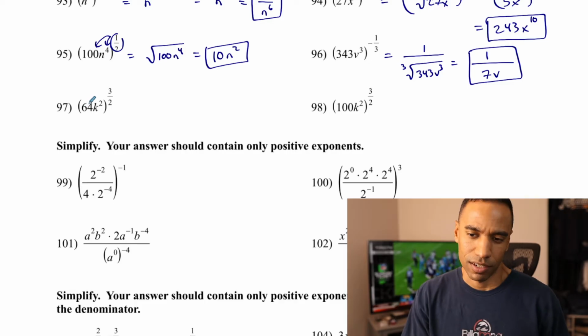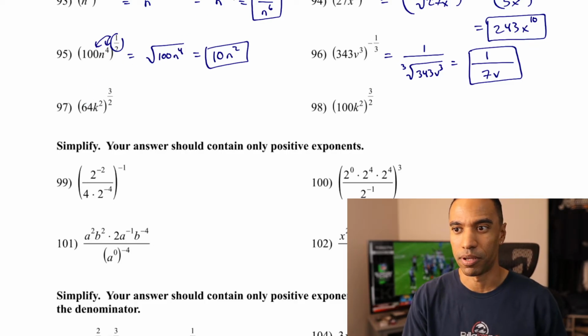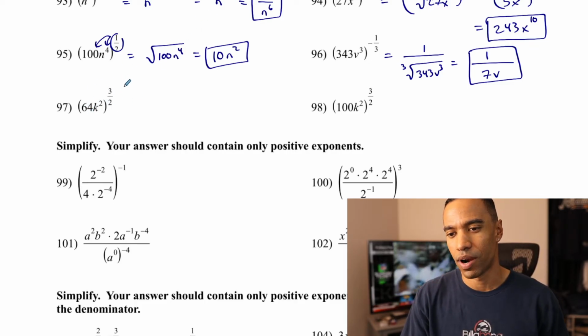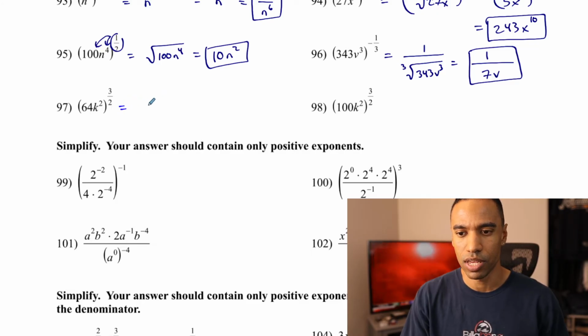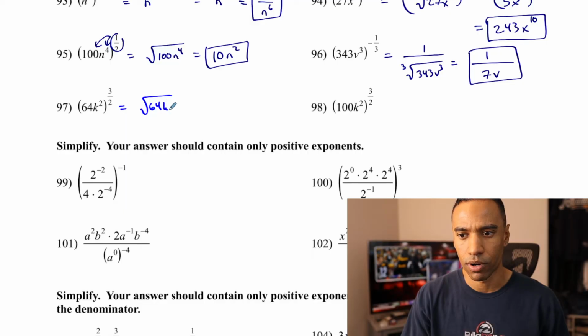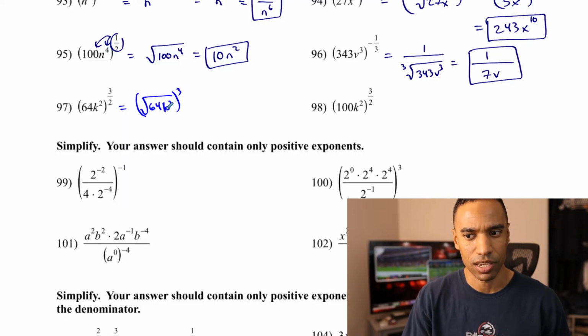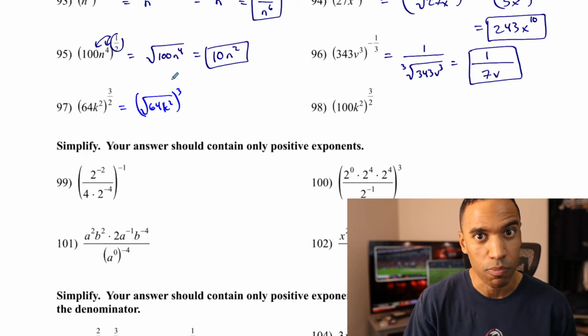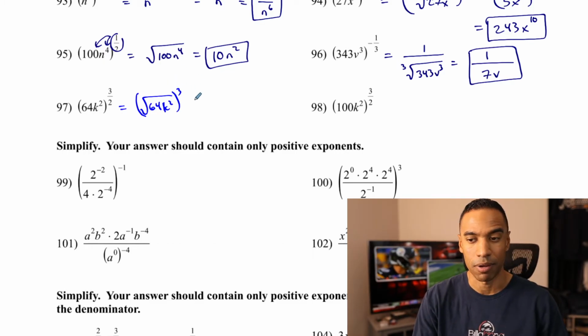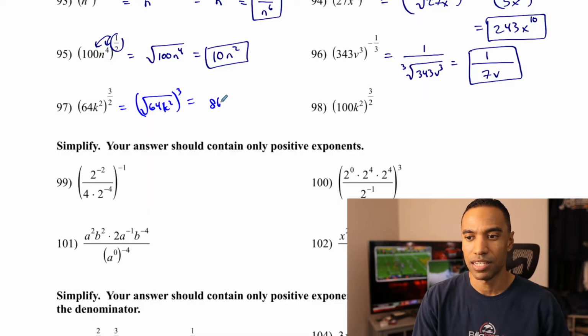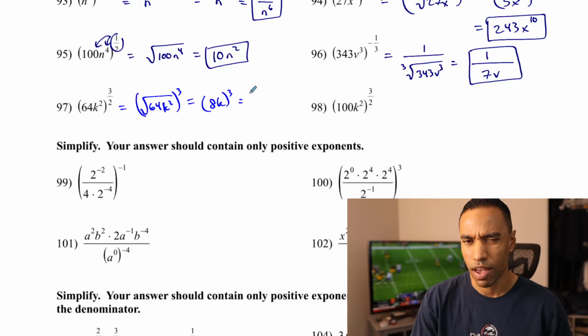Number 97, we're still like 50 problems away from being done. 64k squared to the 3/2 power. Again, just more of the same, just kind of working these things out. That is the square root of 64k squared, and then we're cubing. By the way, notice how they did not ask us this time to have absolute value exponents or variables and things like that. I'm not doing that here. So that's going to be 8k cubed. 8 cubed, I think, is 512.